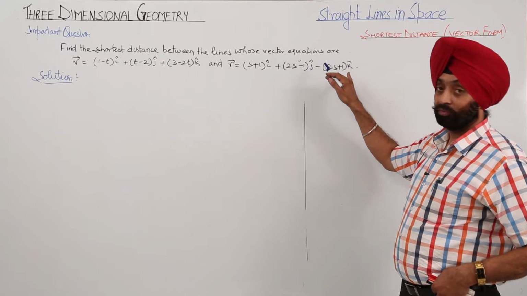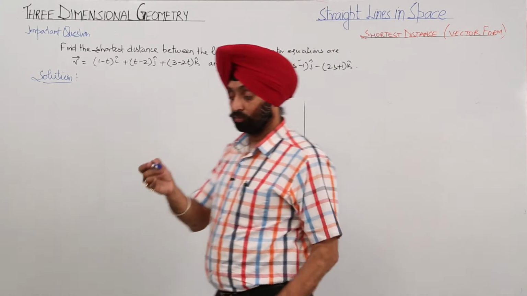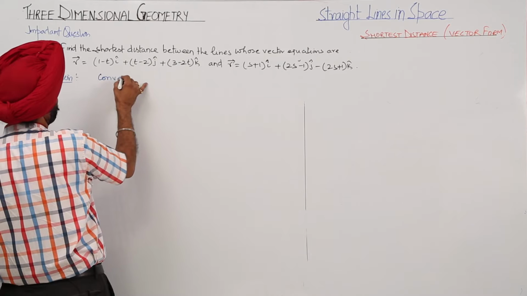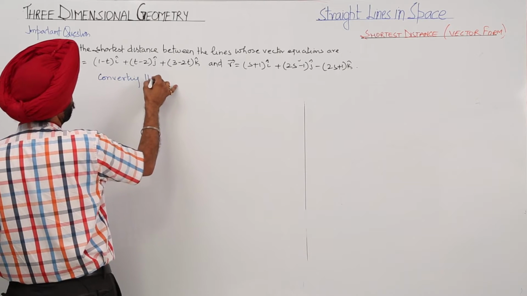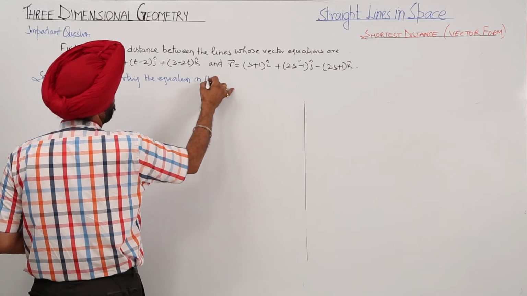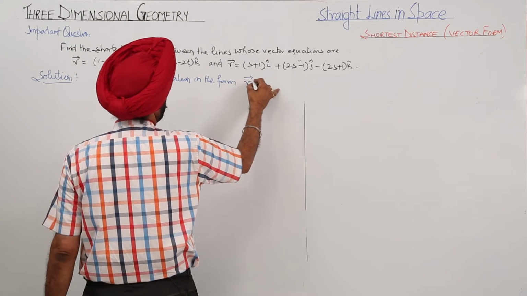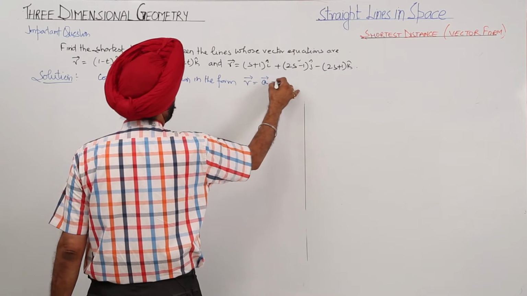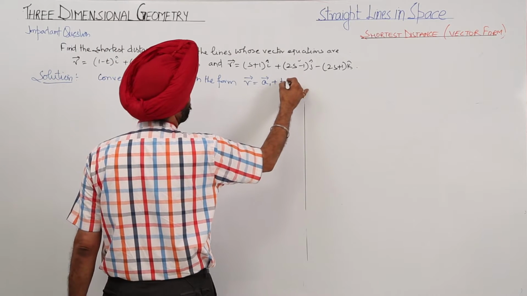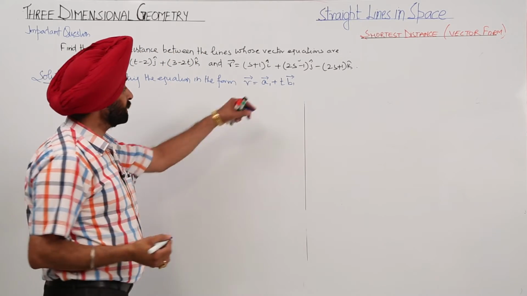To find the shortest distance between the vector equations, first of all, let's convert the equations into the standard form. Converting the equation in the form vector r is equal to vector a1 plus, now here they have given t, so we have t vector b1. In place of lambda we are taking t.